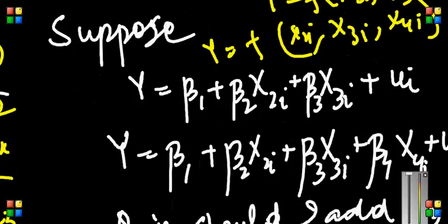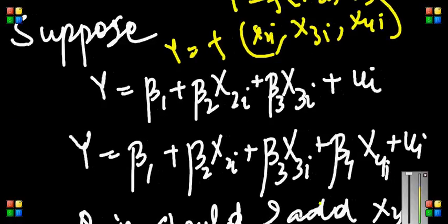So what I do is the following. Supposedly I have this model, and say I have this model. All that I have done in the second model is that I have included another variable.